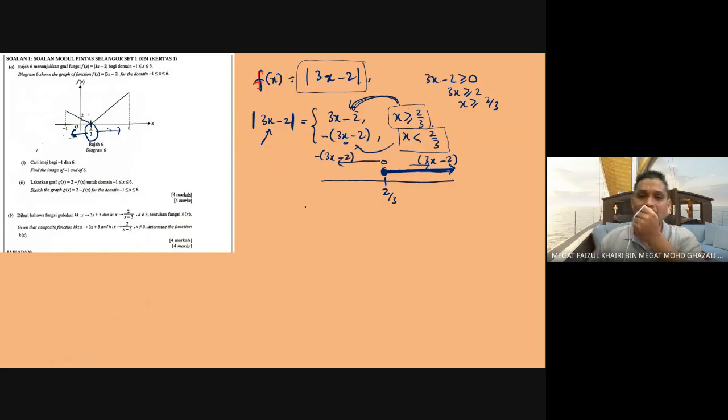Okay, before I continue answering the questions, let me explain here by using the proper graph. Let's say we have the function y equal to 3x minus 2. Before that, tell me how we graph this linear function, this linear x to the power of 1. How do we sketch the graph?